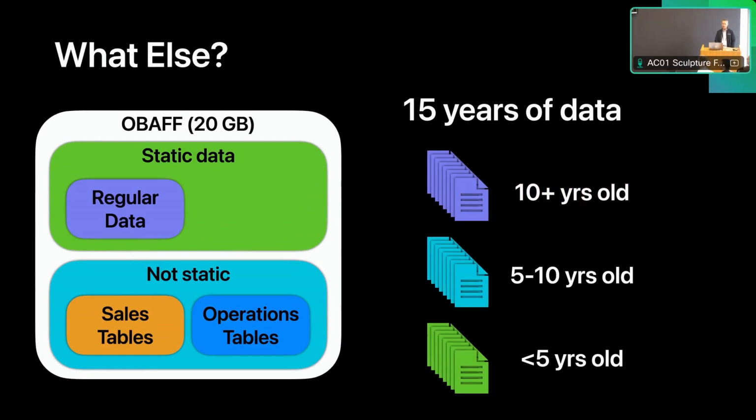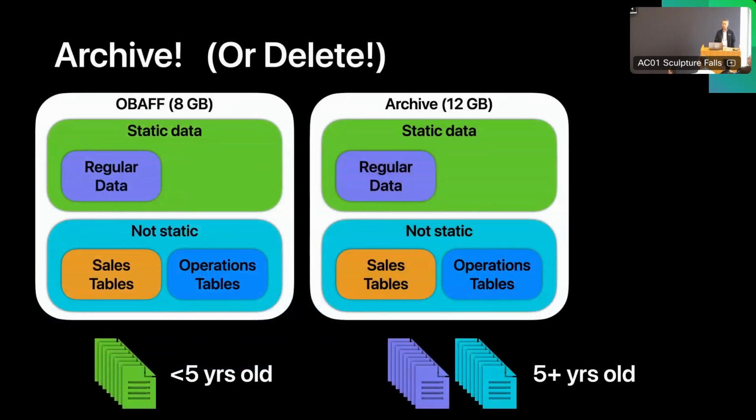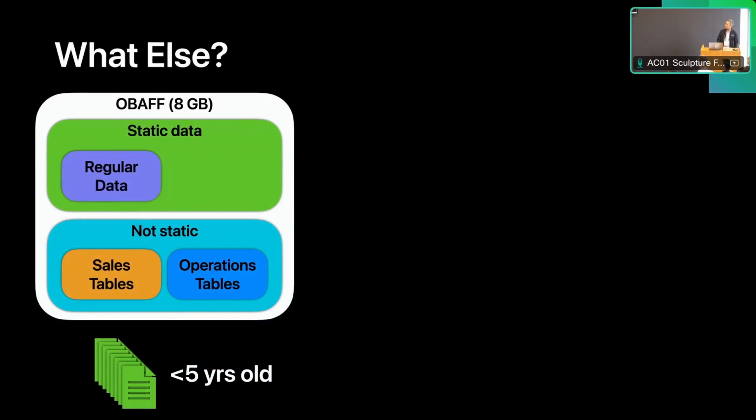So recall that we have 15 years of data in our system, and the older data doesn't change that much. It's more of an archival, reference role in the business. So we can archive that data, right? We could create an archive file or even delete data if it's not needed. Now our file's gone down even more. Okay, so what else can we do?